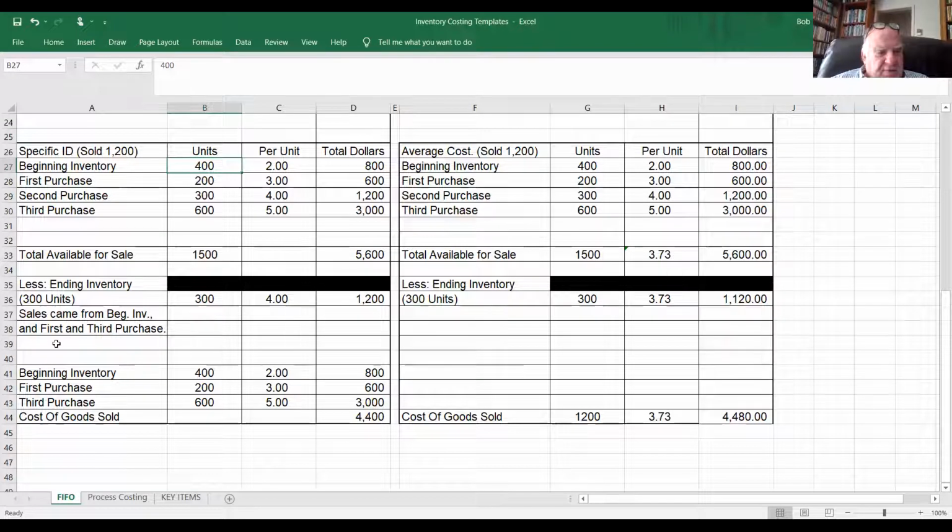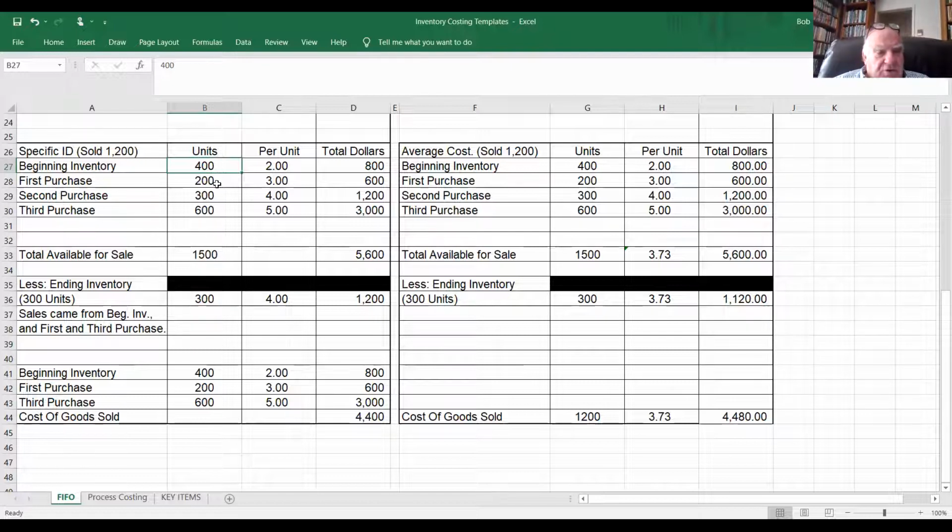Oh, I see what I did here. Okay, we'll do it down here. Cost of goods sold. What did we sell? They're telling us that we sold, sales came from the beginning inventory plus the first purchase plus the third purchase. Okay?